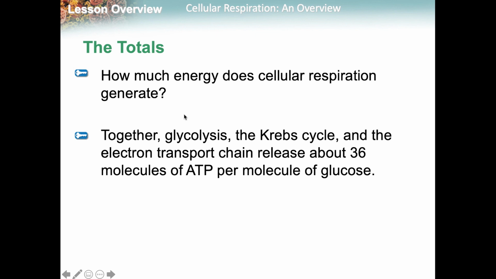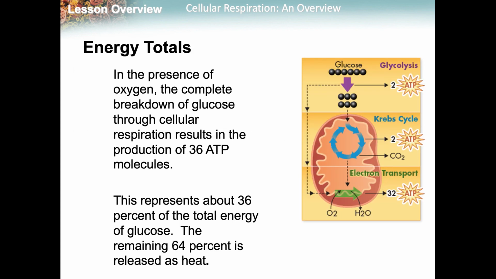How much energy does cellular respiration generate? So together, glycolysis, the Krebs cycle, and the electron transport chain release about 36 molecules of ATP, all 3 of them together. Now, depending on what book you read, depends on how much it actually says. So glycolysis always produces 2, Krebs cycle, citric acid, always produces 2, and then the electron transport chain will usually produce between 30 to 32. So the number for the entirety can range between 34 to 38 is the numbers I've seen.